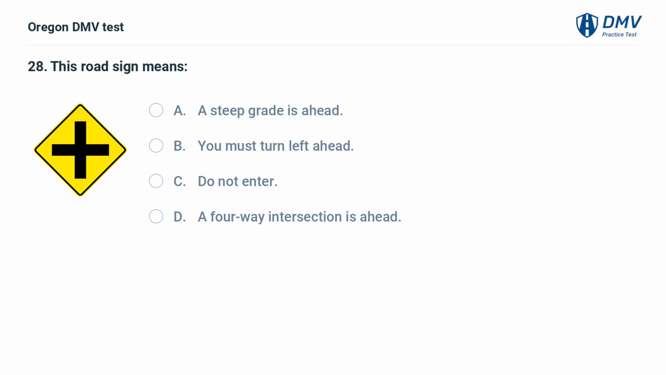This road sign means: A. A steep grade is ahead. B. You must turn left ahead. C. Do not enter. D. A four-way intersection is ahead.